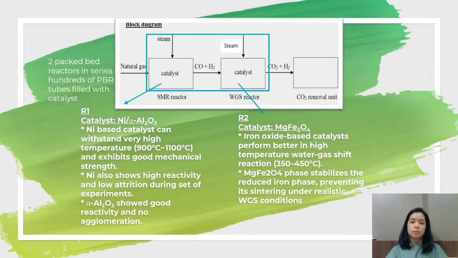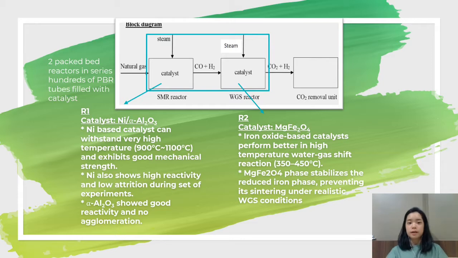So here we have a block diagram. The natural gas comes into the first reactor, the SMR reactor, and then the product goes to the second reactor, the WGS reactor. These two are tubular reactors arranged in series with hundreds of PFR tubes filled with catalyst.